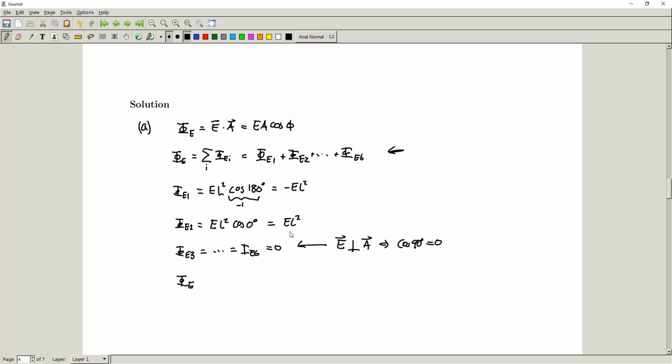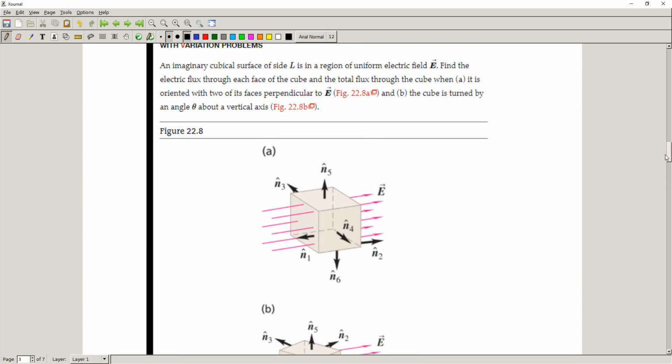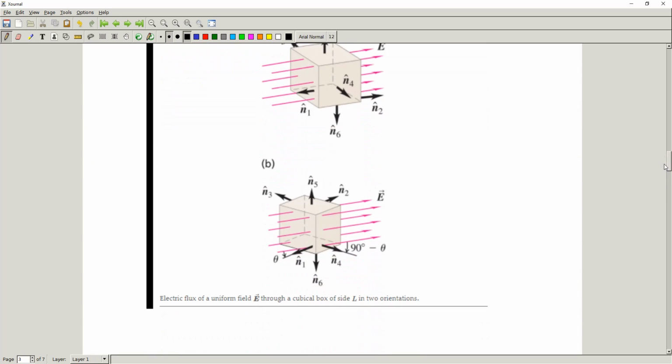We just add all these up, so it's going to be minus EL squared plus EL squared plus 0 four times or whatever, and it's just going to end up giving us 0, right? So that's great. We expect it to find 0 because we have no enclosed net charge, and that's what we do find for part A, right?